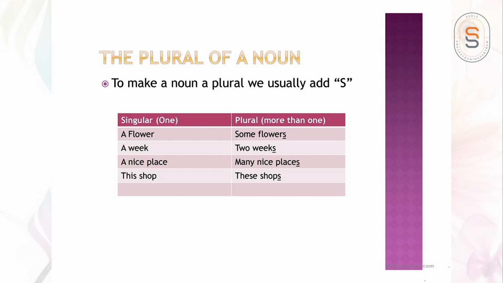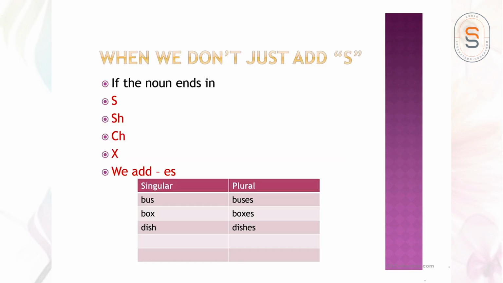Right, so it's a plural of a noun. Most nouns simply take an S. So it's one flower, a lot of flowers. One week, weeks. Place, places. Shop, shops. We have one house, a lot of houses. One garden, a lot of gardens, etc. I can go on.